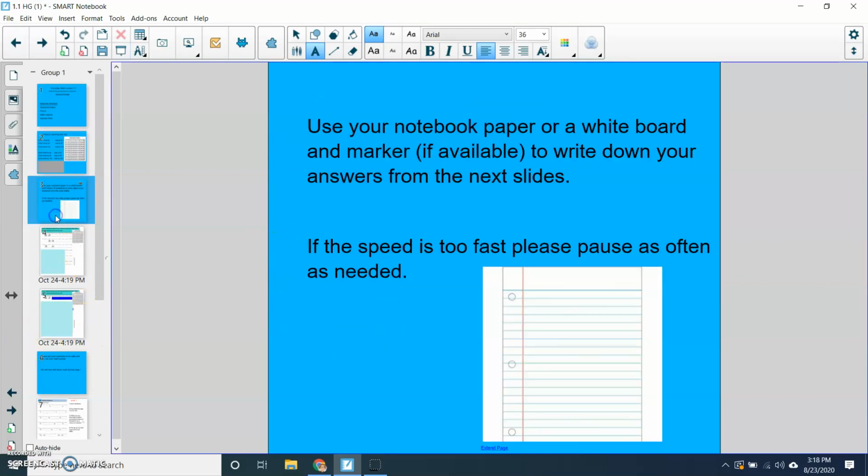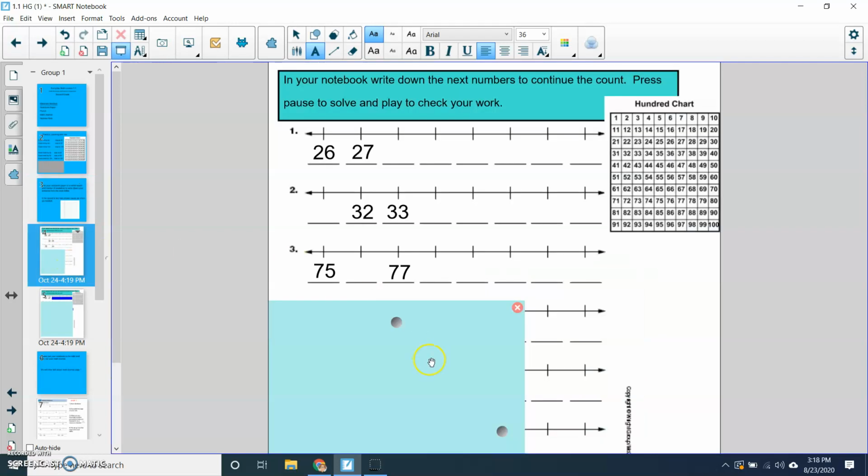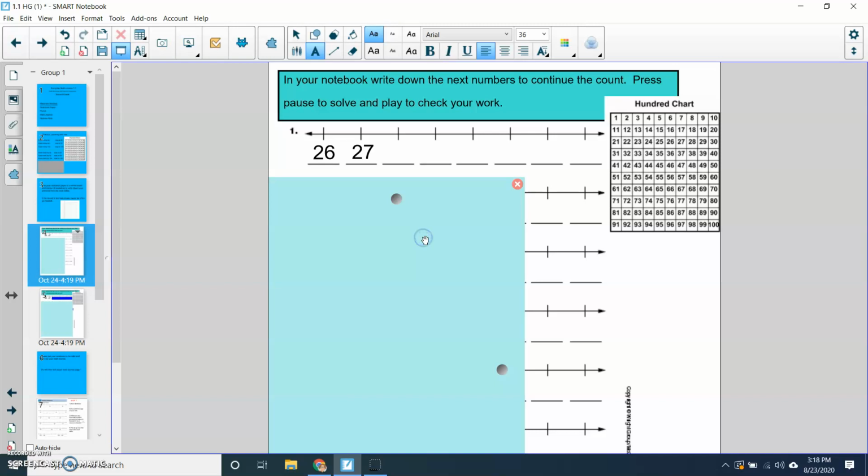The next thing that we're going to need is our notebook paper, or if you have a whiteboard and marker, we'll write down some things from the next slide. If the speed is too fast, please pause as often as needed. In your notebook, I want you to write down the next numbers to continue the count. If I'm starting at 26 and then I move to 27, can you tell me what the next 6 numbers will be? Maybe press pause to solve and then press play to check your work.